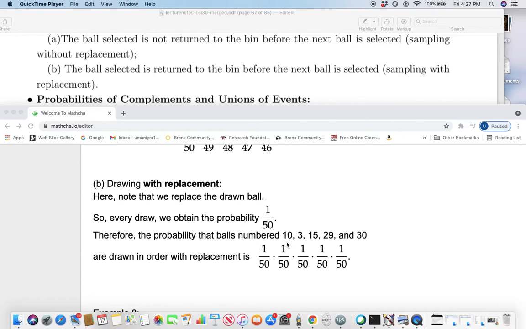So the probability that the balls number 10, 3, 15, 29 and 30 are drawn in order with replacement is 1 over 50 times 1 over 50 times 1 over 50 times 1 over 50 times 1 over 50. You understand? This is for ball number 10, replace it. This is for ball number 3, replace it. Number 15 and so on.